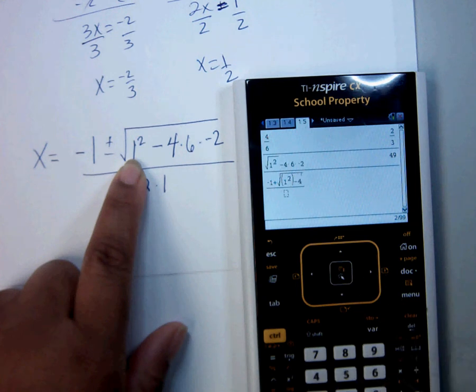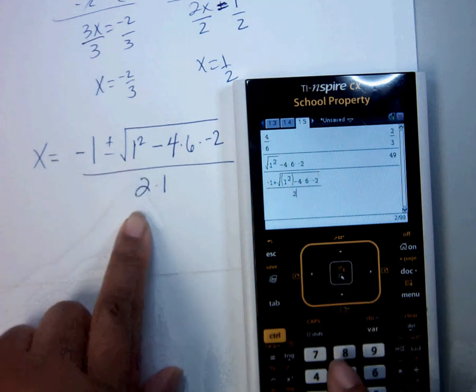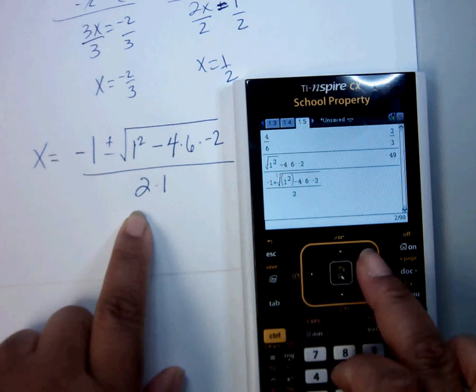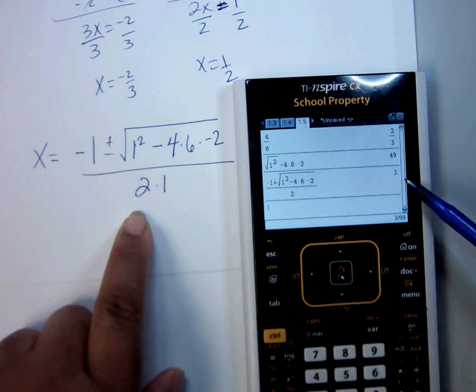Minus 4 times 6 times negative 2. And then divide all of that by 2. And just to be safe, I'm going to go ahead and put my square root in parentheses 2. And then I press enter. It gives me 3, which does not match.